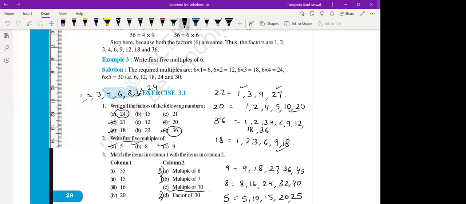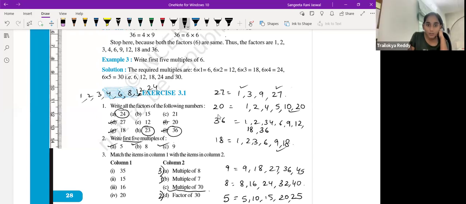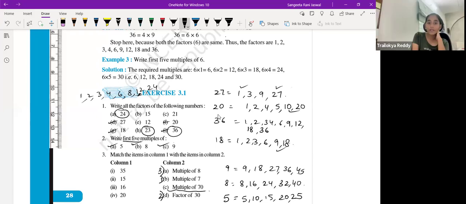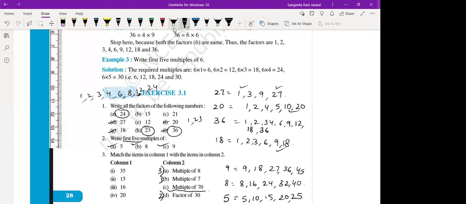Okay. Trilokya, tell me the factors of 23. Ma'am, 23 is a prime number. So what are the factors? Ma'am, 1 and 23. Okay, good. Okay. So list 5 multiples of these numbers.